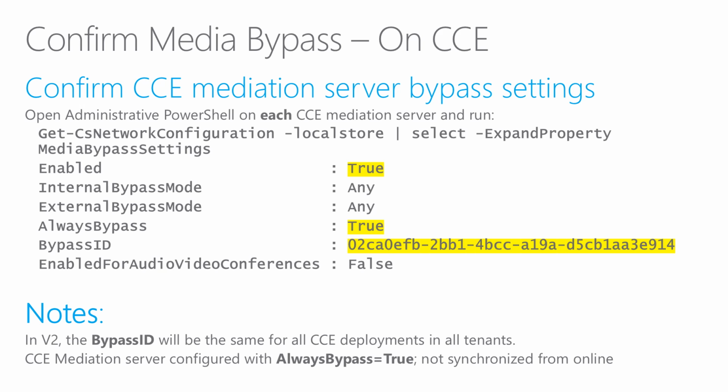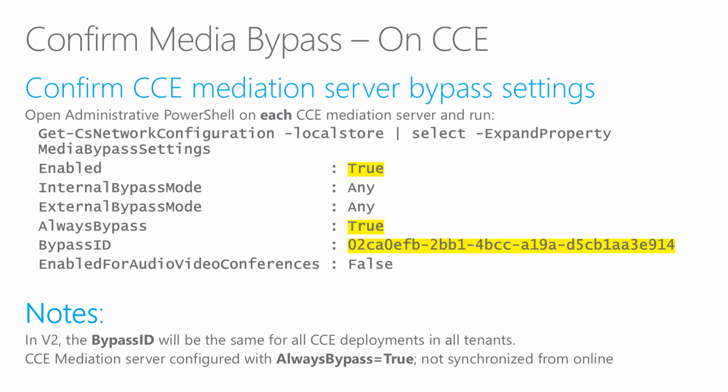After confirming Media Bypass was replicated online, we want to take a look at our on-premises host CCE mediation servers to confirm that they've received the bypass settings. You will need to open Administrative PowerShell on each Cloud Connector mediation server and run Get-CsNetworkConfiguration -LocalStore, Select -ExpandProperty MediaBypassSettings.